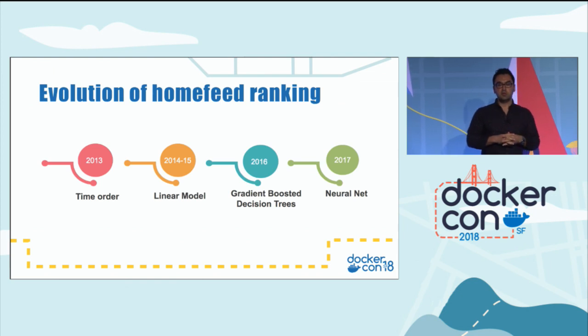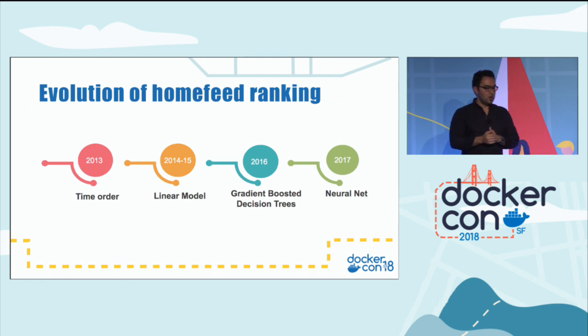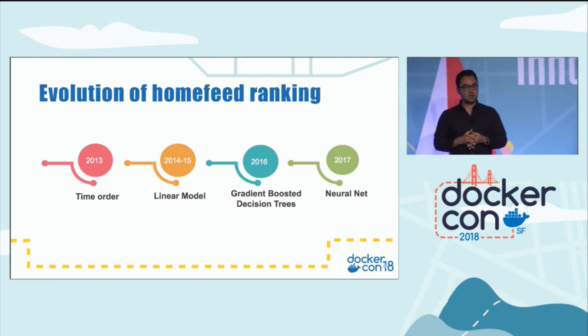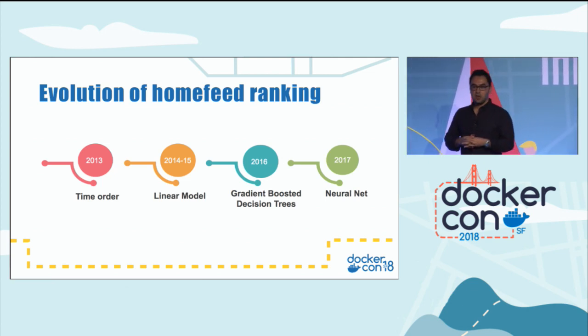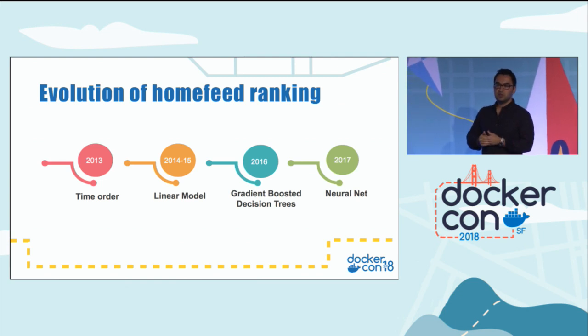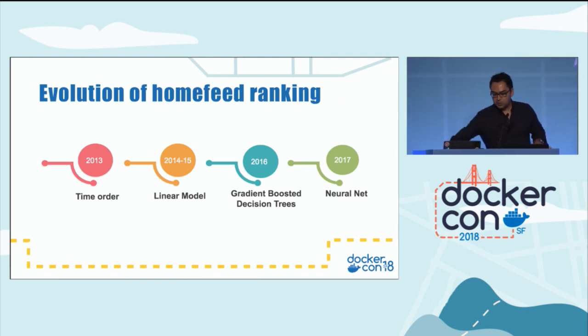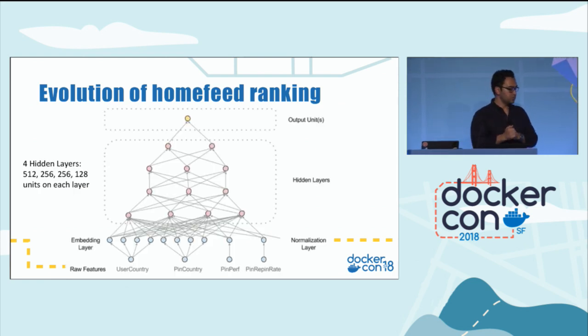And the first model we launched was based on logistic regression, and it has provided orders of magnitude improvement over the home feed engagement metrics. In 2016, we moved into gradient-boosted decision trees, and starting from 2007, we are using deep neural nets. And in this talk, I will go a bit deeper into how we are doing that.